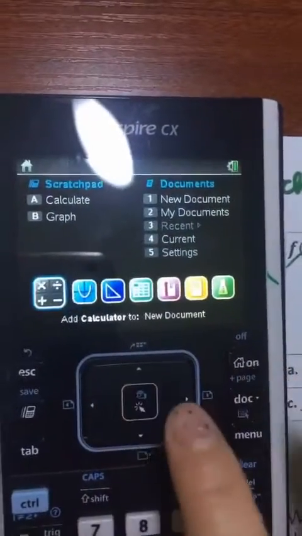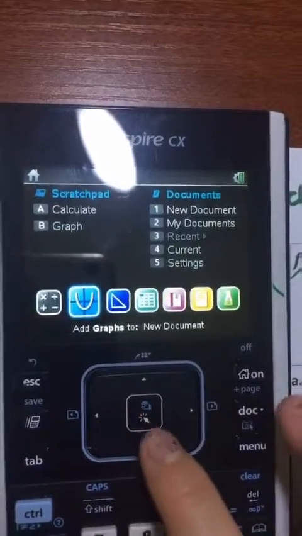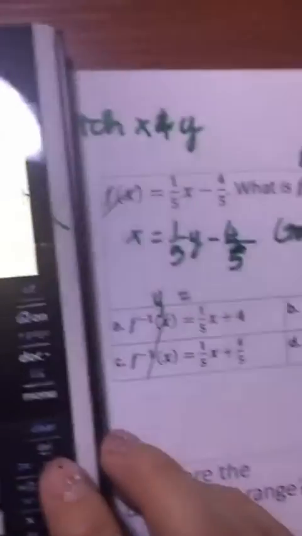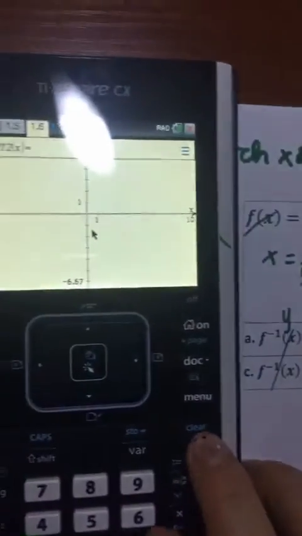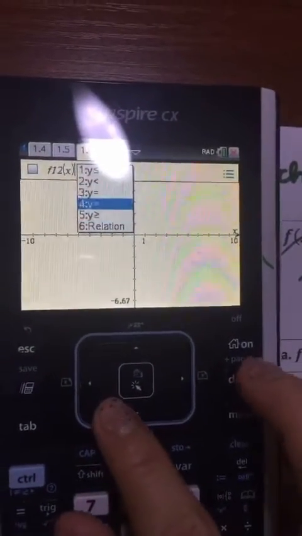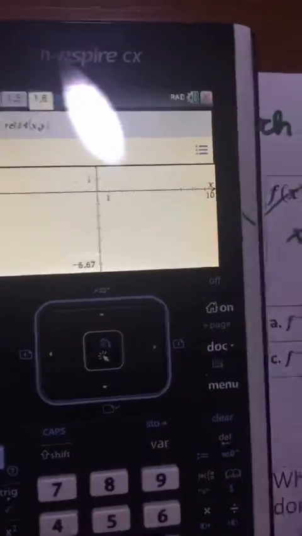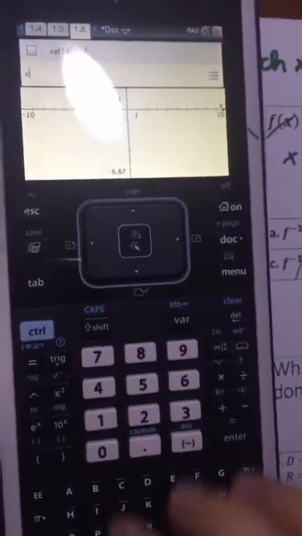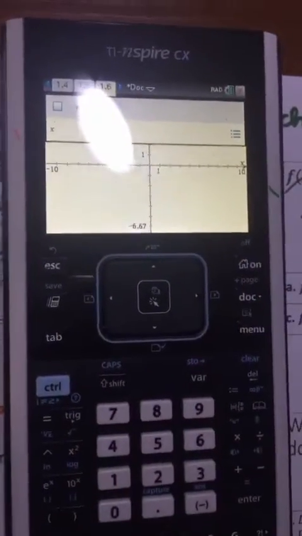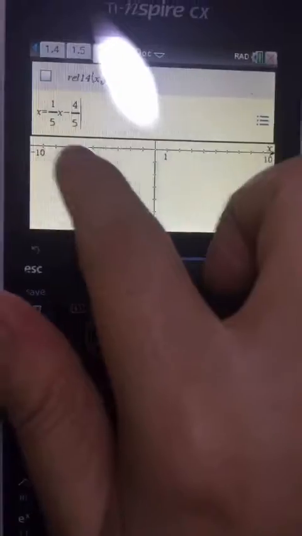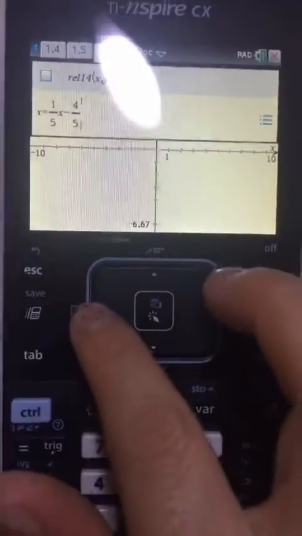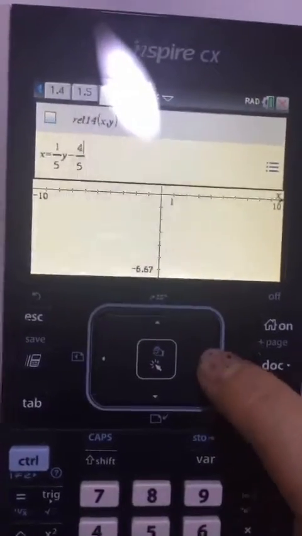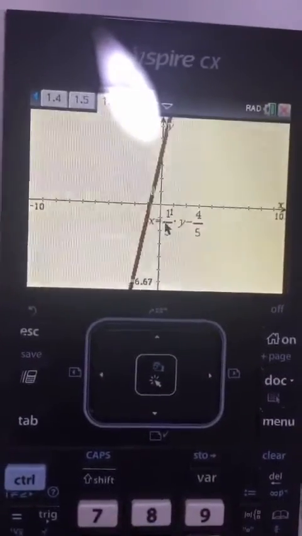So you turn on your calculator, go to graph, click on it, and then you see right here, you need to enter x equals. So you're gonna hit delete and choose number 6, relation, and then start typing in the equation exactly like that. So x equals, okay, this is when I type it in. What I forgot is to change this one into y, so make sure you are careful with that. Once I have x, once I have y, press enter when you're done.